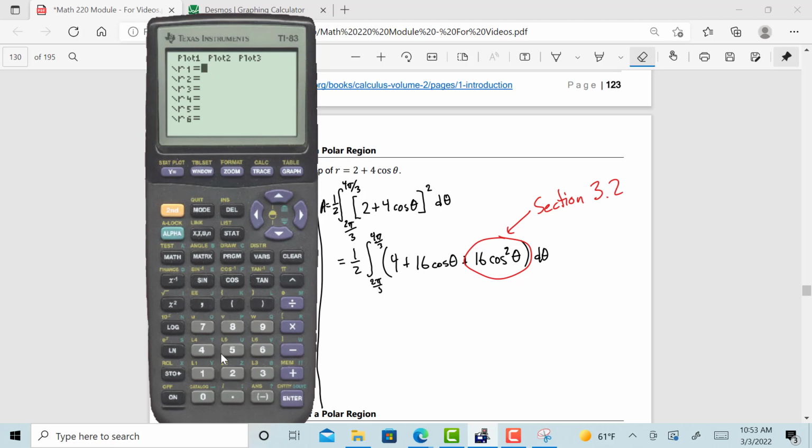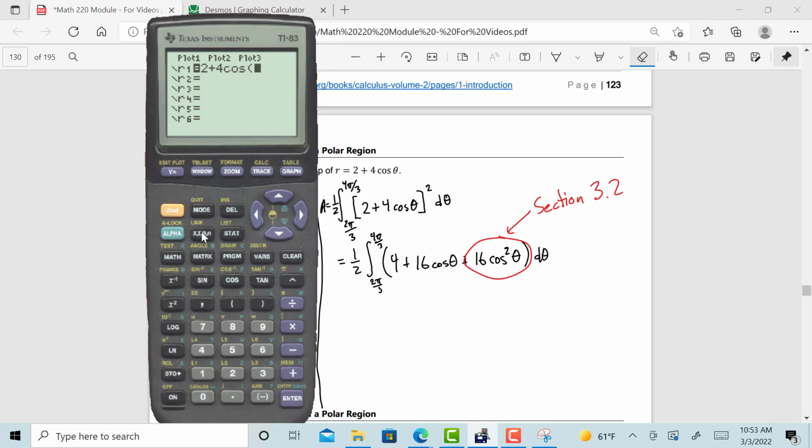So I'm going to go ahead and put in my equation. I have 2 plus 4 times the cosine. And remember our x button? When we were in parametric form, it used t. Now that we're in polar form, it's going to use theta.